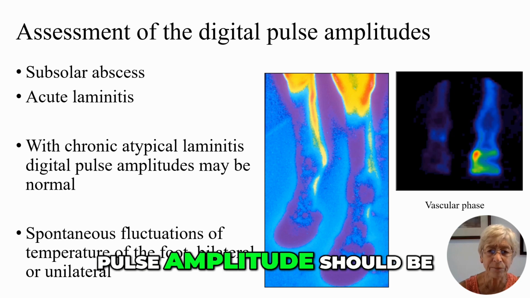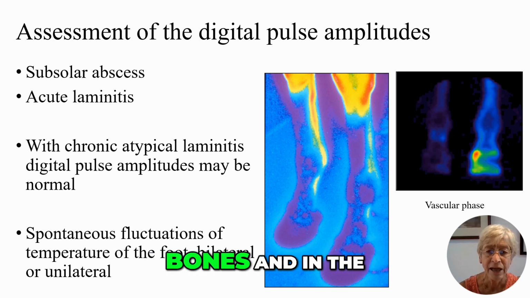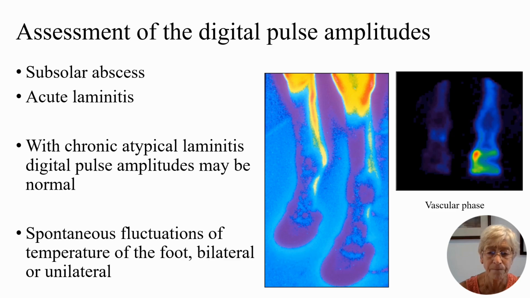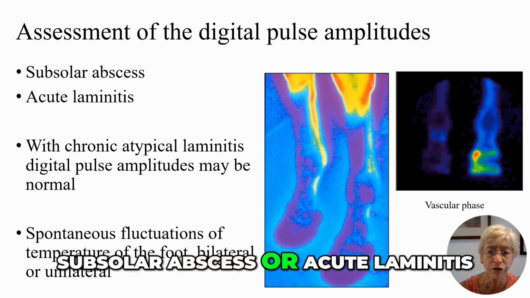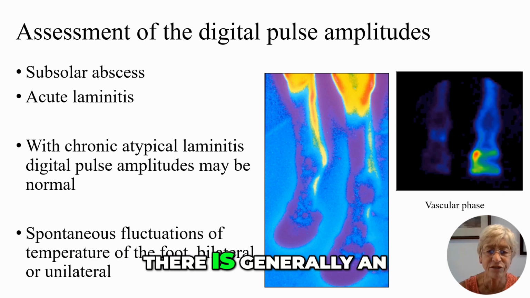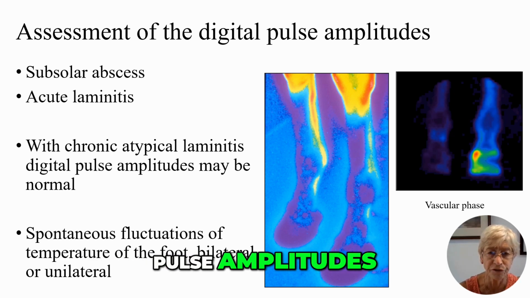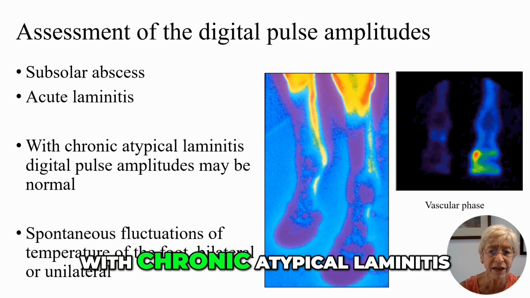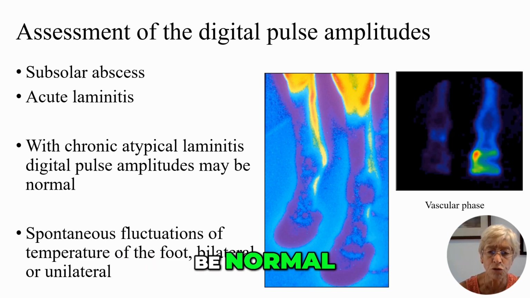Assessment of the digital pulse amplitude should be performed at the level of the proximal sesamoid bones and in the pastern region. In association with a subsolar abscess or acute laminitis, there is generally an increase in the digital pulse amplitudes. However, with chronic atypical laminitis, digital pulse amplitudes may be normal.